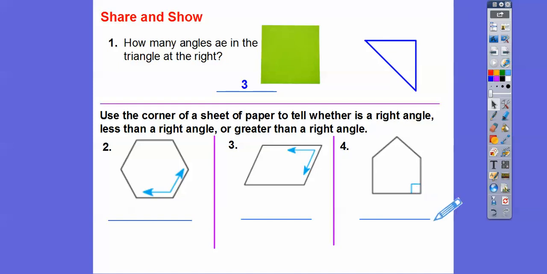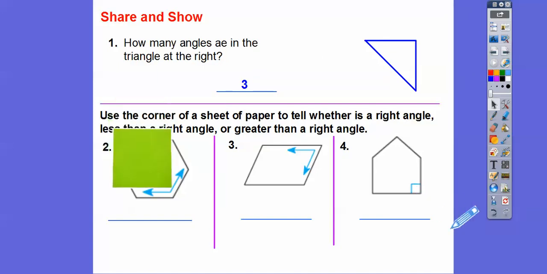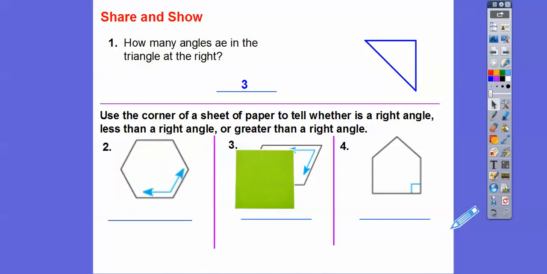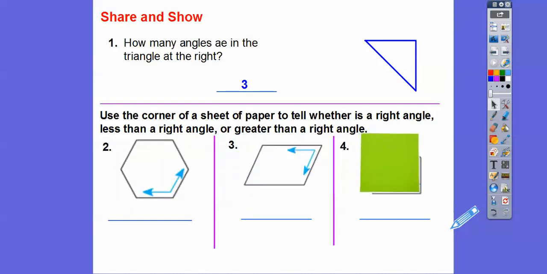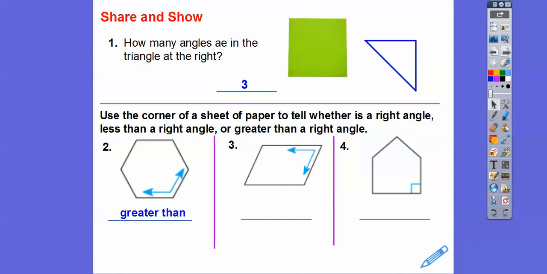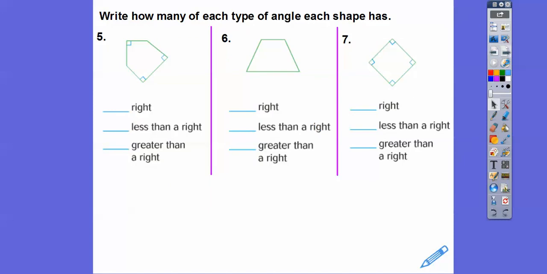So let me move that out of the way. Okay, so can you see that this one is opened up greater than the right angle? If we put this over here, that one's opened up less than the right angle, and that one is a right angle right there. So that one's greater than a right angle, that one's less, and that one is a right angle right there. All right, so write how many of each type of angles that we see in each shape.